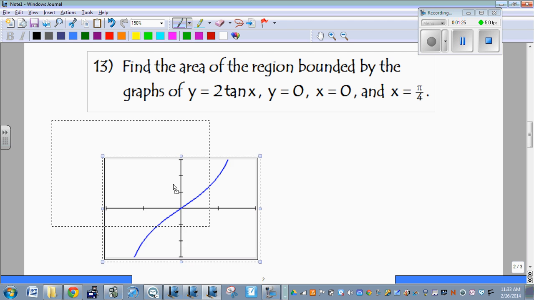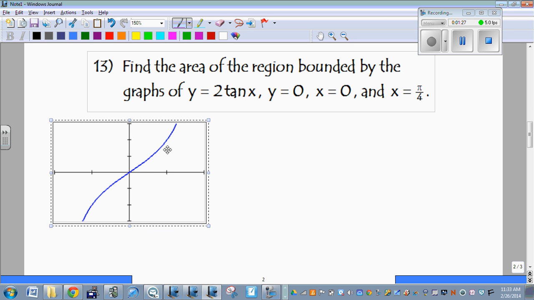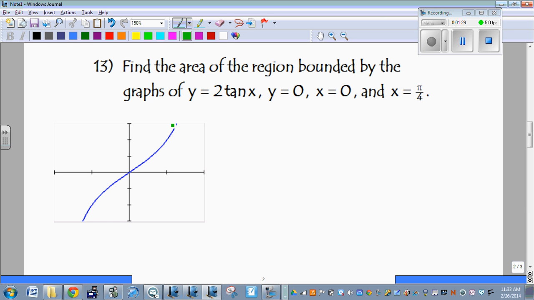Here's the part that we're trying to find the area for. We've got x equals pi over 4 would be this vertical line right here. Y equals 0, x equals 0. I don't even know why that one's really in there, but it's this region right here that we're trying to find the area for. We could do a dx cut or a dy cut here. Since this is already solved, y equals tangent of x, dx cut is going to be our easier option.